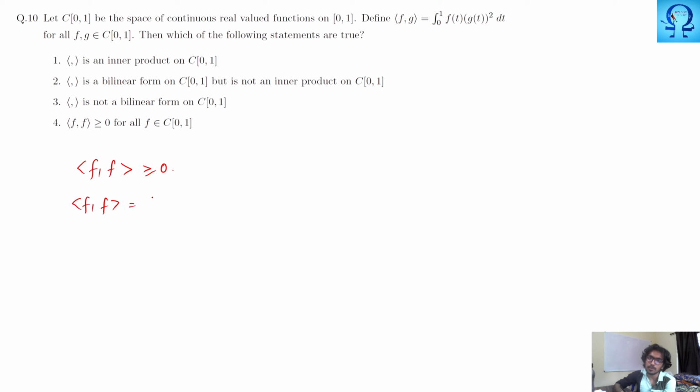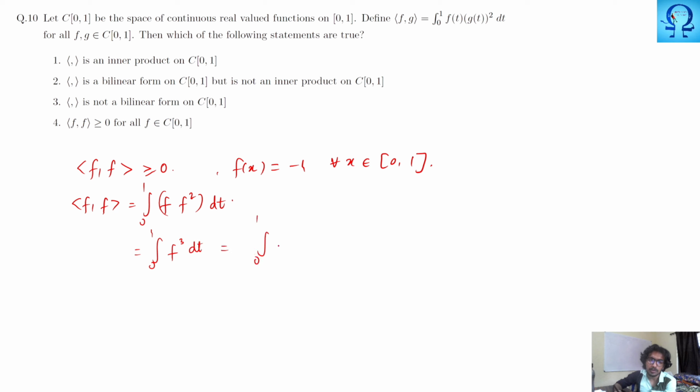What is the inner product of f with f? According to the definition, this is simply the integral of f square dt. If I define my f of x to be equal to minus 1 for all x in the interval 0 to 1, what do I have? It would be simply the integral from 0 to 1 of minus 1 whole cube dt.